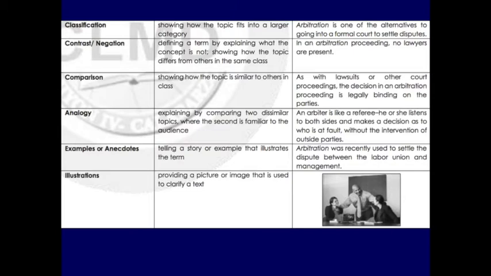Examples or anecdotes: telling a story or example that illustrates the term. Arbitration was recently used to settle the dispute between the labor union and management. Illustrations: providing a picture or image that is used to clarify a text, like this one.